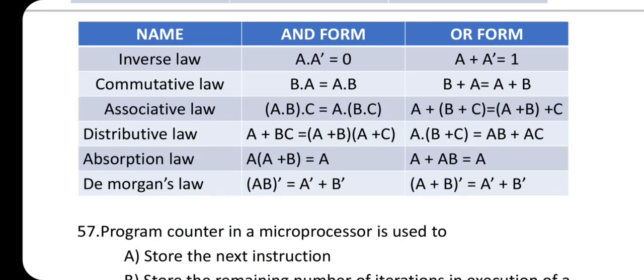Distributive law. A plus BC equal to A plus B into A plus C, or form A into B plus C equal to AB plus AC. Absorption law. A plus A into A plus B equal to A. This is the question here given. Or form A plus AB equal to A. De Morgan's law. AB whole bar equal to A bar plus B bar, and A plus B whole bar equal to A bar into B bar in OR form.